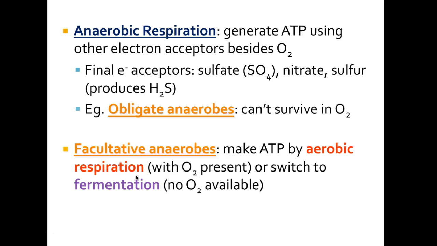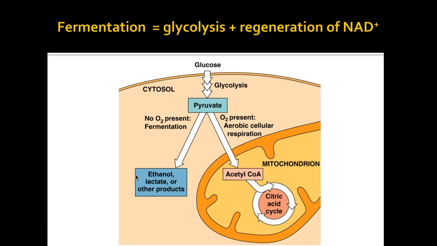In facultative anaerobic respiration, those organisms could do both. They could switch between aerobic and anaerobic respiration. An example of facultative anaerobes would be human muscle cells. Fermentation utilizes glycolysis, and the importance of fermentation is the regeneration of NAD+.